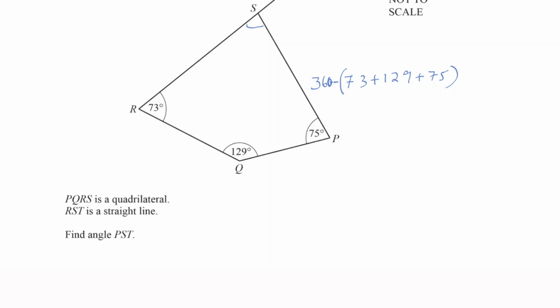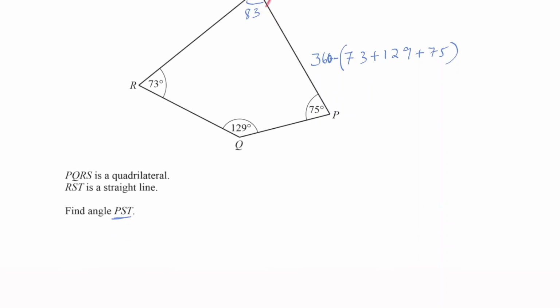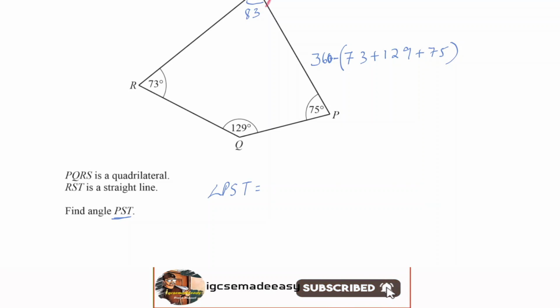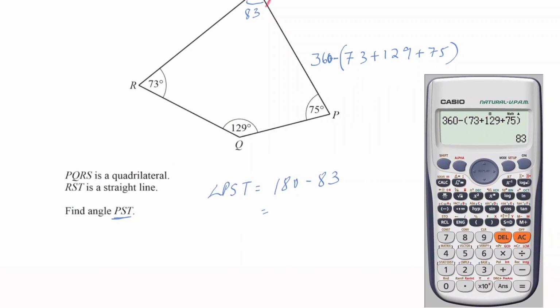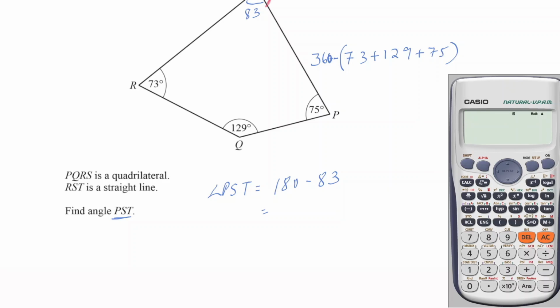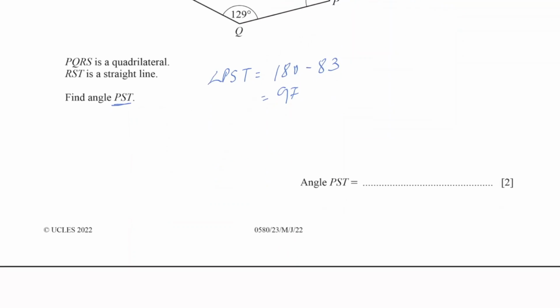So let us write that 83 is RSP, but we need to find PST, right? PST is this angle. We need to find out this angle. So PST will be equal to 180 minus 83. So let us again use our calculator. I'll write 180 minus the answer that I got. So that gives me 97. So 97 is my final answer. 97 degrees is PST.